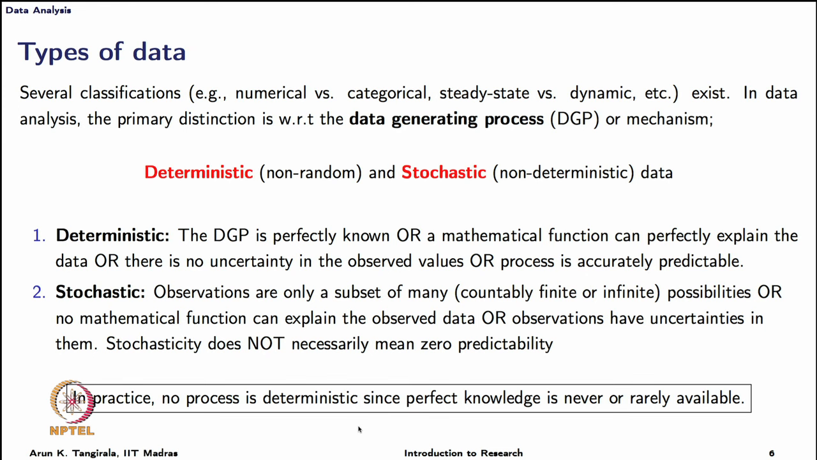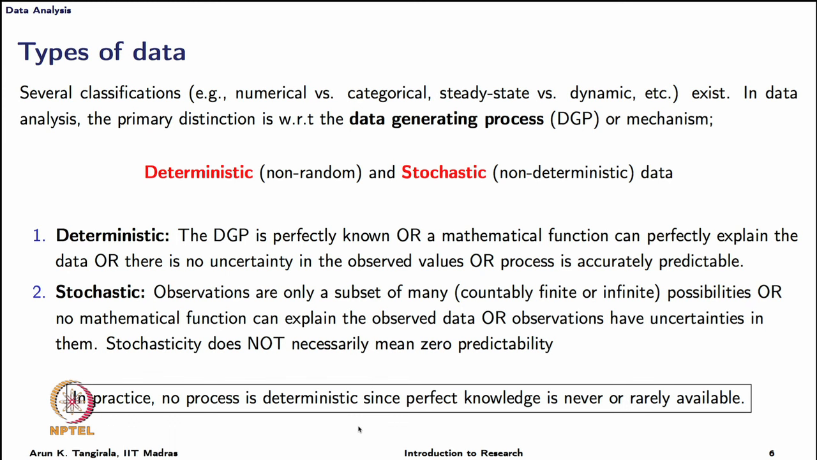But I am not going to really talk about those, because that is definitely important, but what is more important, which people often ignore, at least beginners in data analysis often ignore, is this classification of deterministic versus random or stochastic data.